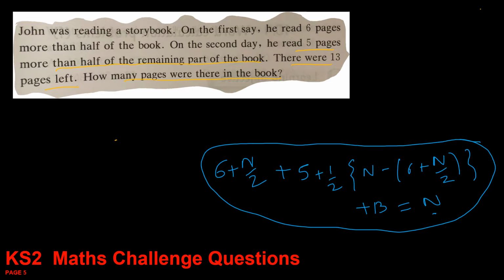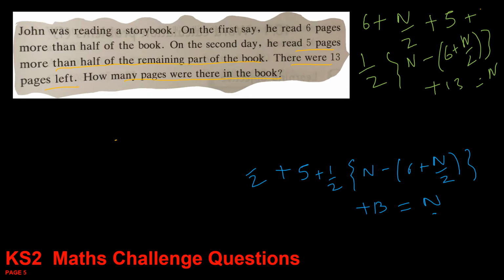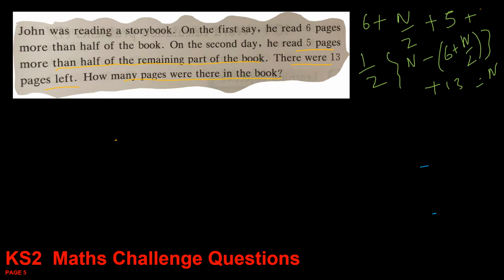Let me see if I can write this whole equation over here. So 6 plus n by 2 plus 5 plus half of n minus 6 plus n by 2 plus 13 equals n. Yes, so that does it. Then I have some more space to work out the n.